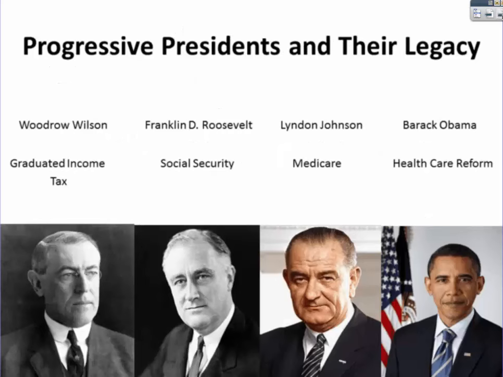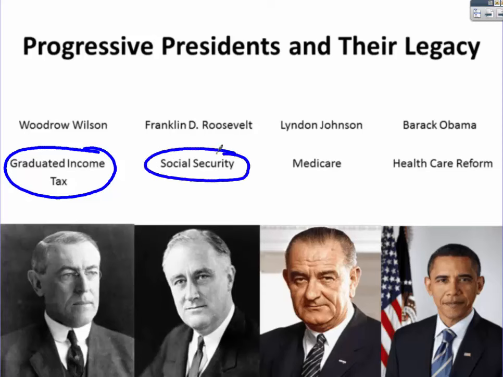Some progressive presidents and their legacy from all the way back in the early 1900s to today. Woodrow Wilson was elected president in 1912, and he instituted, through Congress as well as him signing into law, the graduated income tax. Franklin D. Roosevelt, during the Great Depression, established the Social Security system, which is simply income in your later years. And it was because the elderly were suffering in larger amounts than the rest of society because they were no longer working. And when the Depression hit, some of them lost everything they had and were suffering a lot more than everyone else. So he established Social Security.